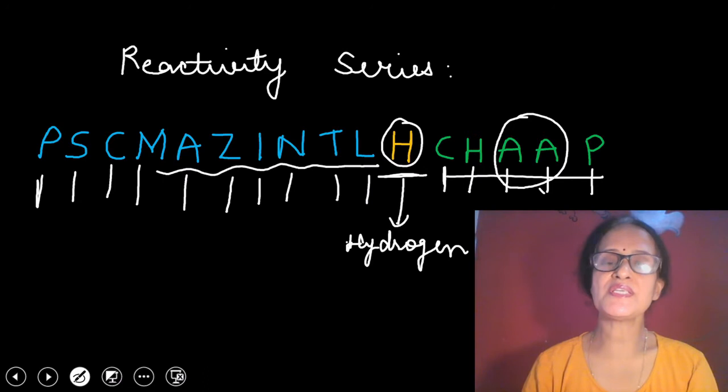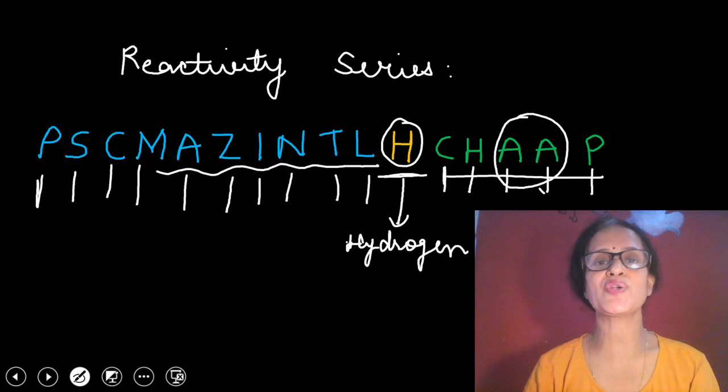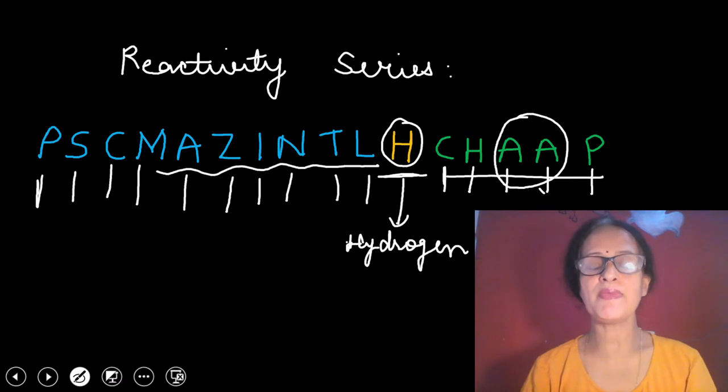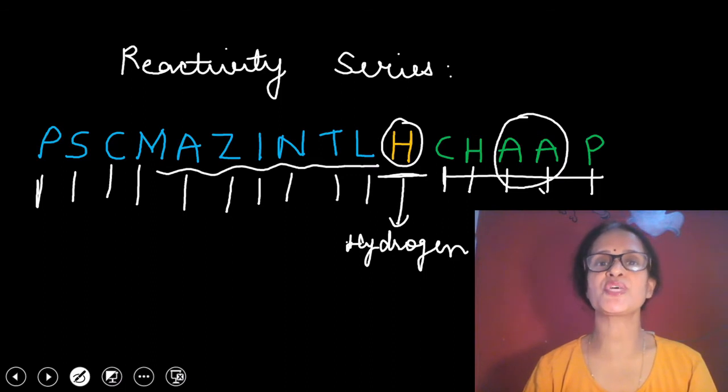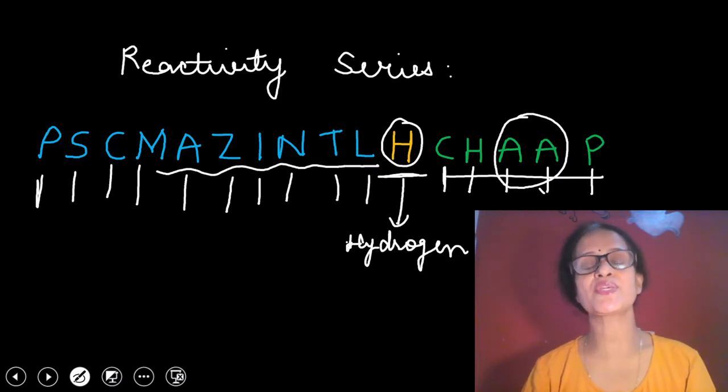Children, hydrogen has a tendency to lose electrons also. After losing electrons, it forms H plus ion, which is called hydrogen ion. There are some metals which have very less reactivity. They lose electrons even at a slower rate than hydrogen. That's why hydrogen has been placed in this reactivity series of metals. The metals which are placed above hydrogen lose electrons more readily than hydrogen, and the metals which are placed below hydrogen lose electrons even at a slower rate than hydrogen.